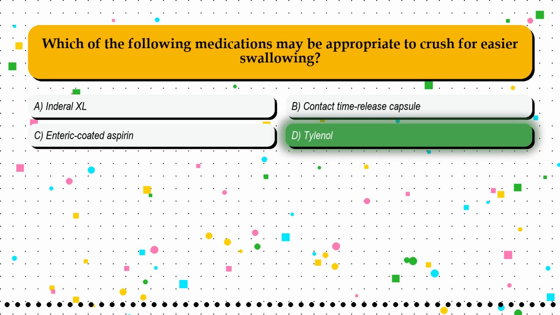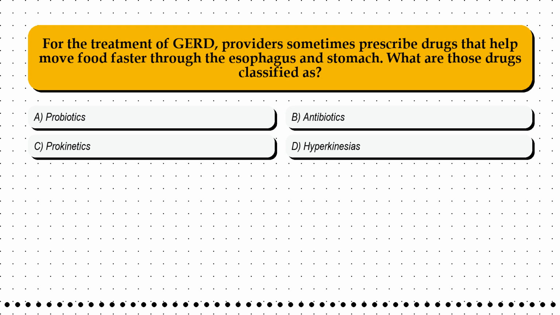The correct answer is option D, Tylenol. Question 99. For the treatment of GERD, providers sometimes prescribe drugs that help move food faster through the esophagus and stomach. What are those drugs classified as? Option A, probiotics. Option B, antibiotics. Option C, prokinetics. Option D, hyperkinesias.